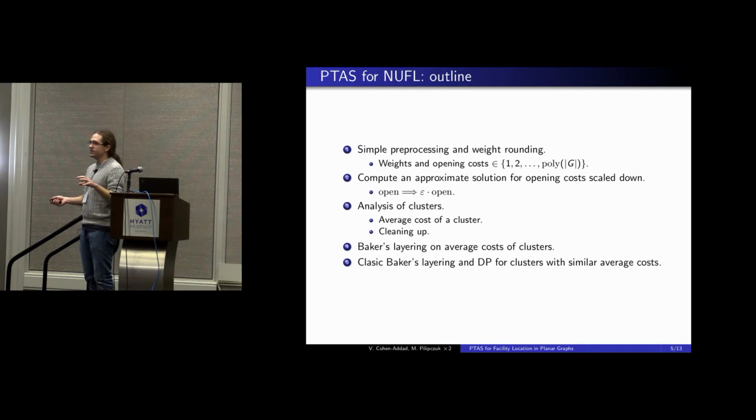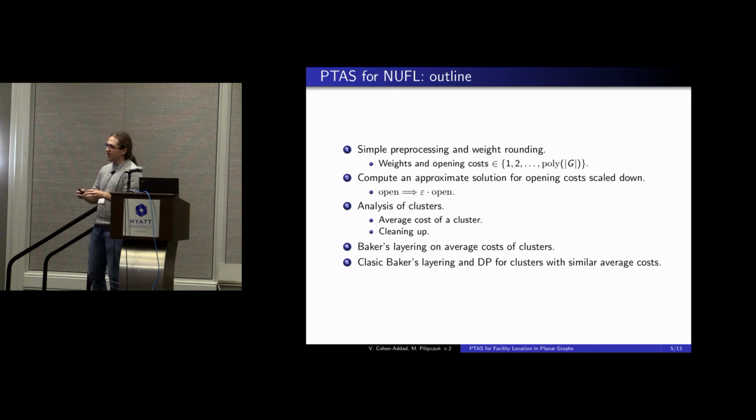And then we look at these clusters and we put them on a log scale of the size of these clusters. There will be something called average cost, which corresponds more or less to the radius of the cluster. And we'll say that clusters with very different average costs don't interact much with each other. So we're going to do a Baker layering argument on the log scale of the average cost of the clusters, and that will be the main trick.